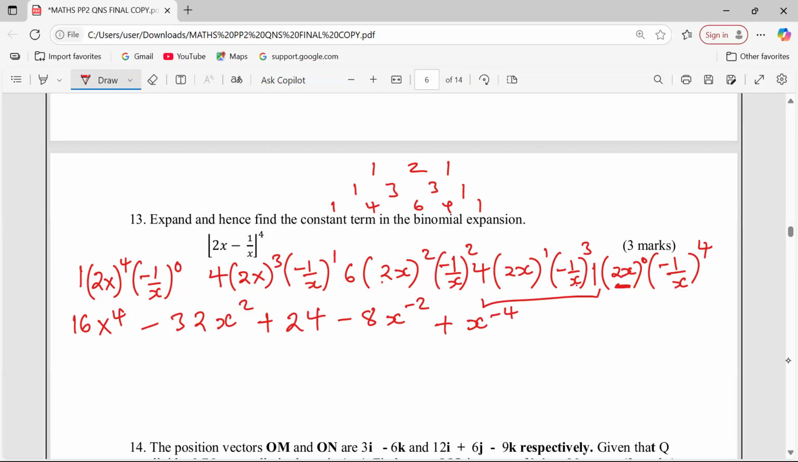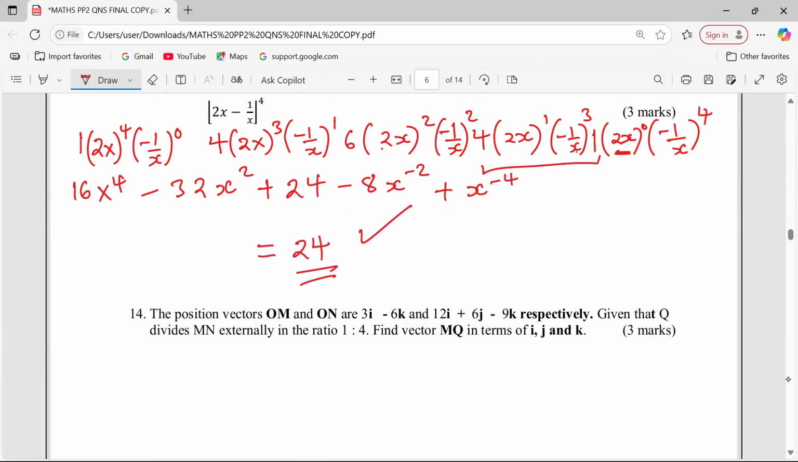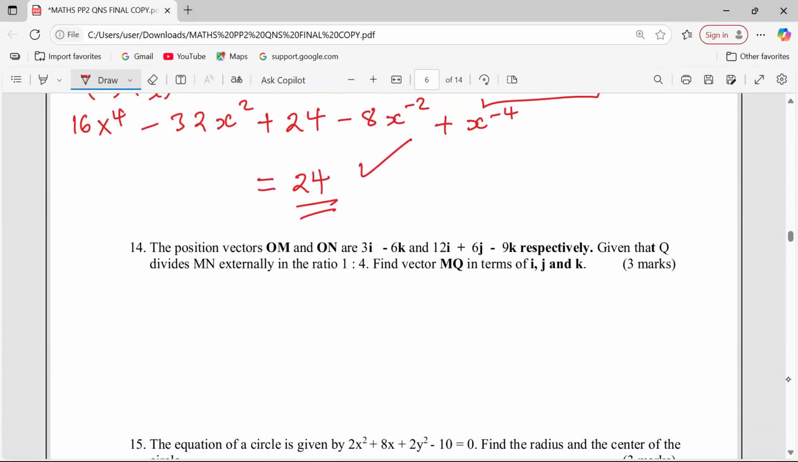When you look at all this, the constant term is the term that is not having the variable. The variable here is x. Any term without x is only 24. So this is the constant term in the binomial expansion. That's what it means by constant.